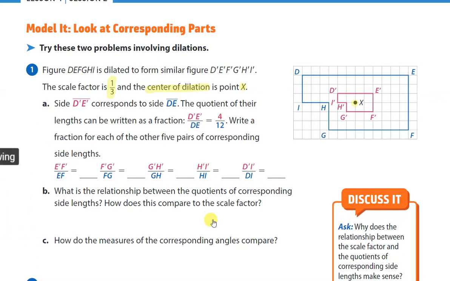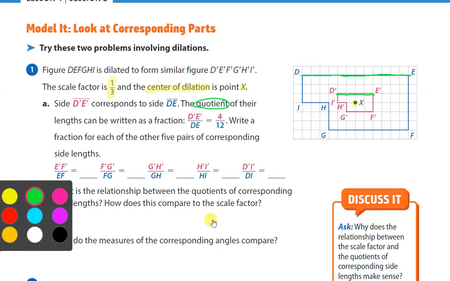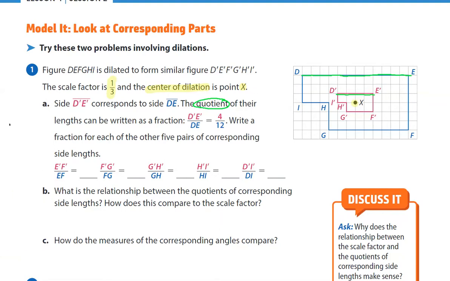Side D prime E prime corresponds to side DE. Oh, they're named similarly. Isn't that convenient? The quotient of their lengths. Now, if you don't remember what quotient means, I want you to write yourself a reminder in the corner. Quotient means answer to a division problem. You must know that word forever and ever and ever.